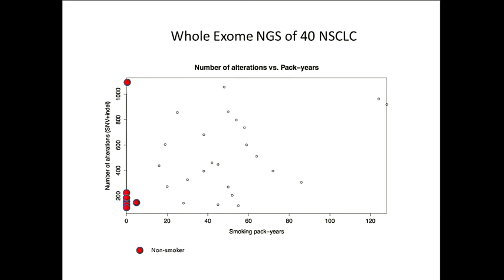The other interesting thing, just a little sidelight here, is I highlighted in red the non-smokers, just those guys that are down here. You wouldn't be surprised that the non-smokers tend to have a lower mutation burden, right? So the ALK patients are here, the ROS patients are here, some of the EGFR patients are down here. And this study was really interesting for another reason. There was one non-smoker up here, right?